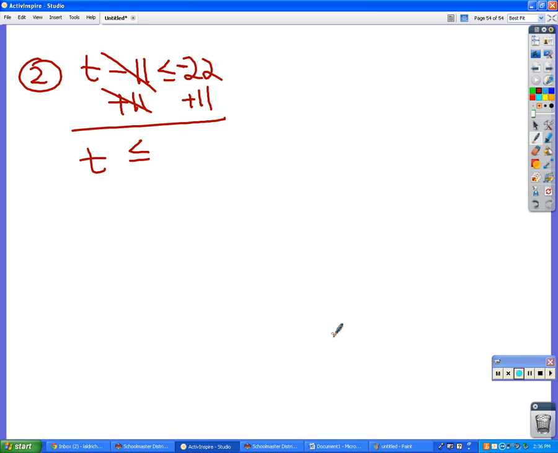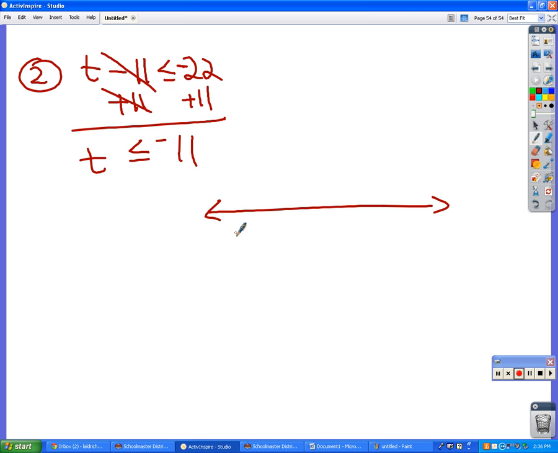Are the signs of those two numbers the same or are they different? They're different. So do I add them or subtract them? Subtract them. 22 take away 11 is 11. Will it be a positive 11 or a negative 11? Negative. Okay, good. So there's my solution.